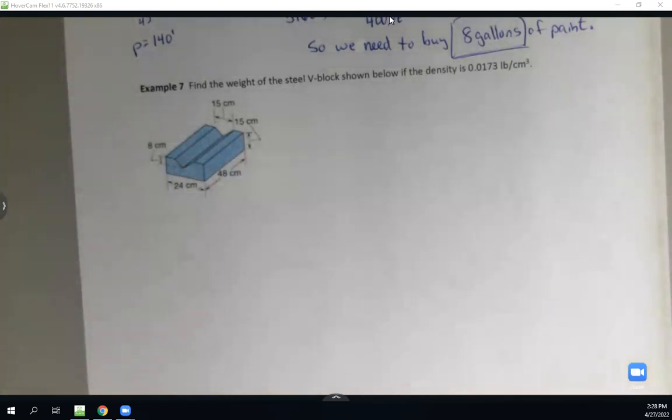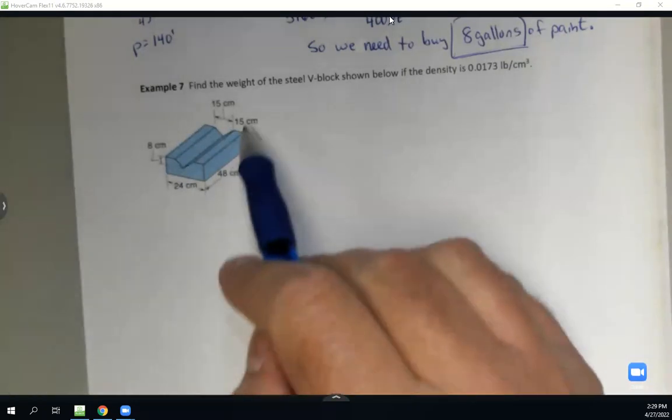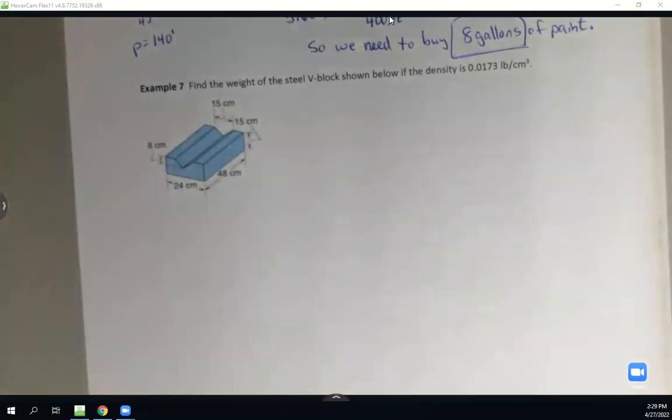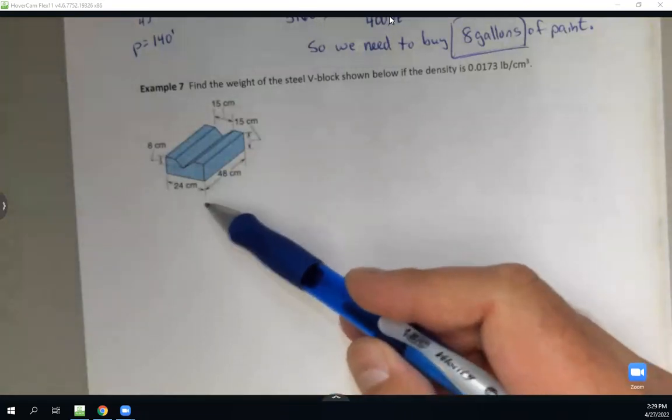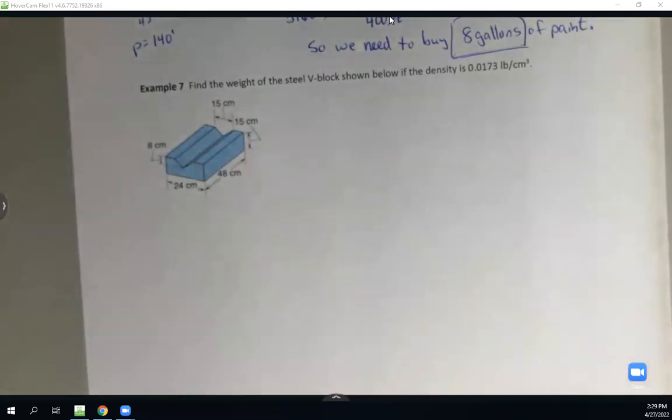So how do I find the volume of that V block? Well, volume is the base area times the altitude, right? Though it doesn't particularly look like it the way it's laying here, this is a prism, a right prism. So if I can find the area of the base, and if I can find the height or the altitude, then I can use that to figure out the volume. And then once I know the volume, I can use this fact to figure out the weight. Does that make sense?